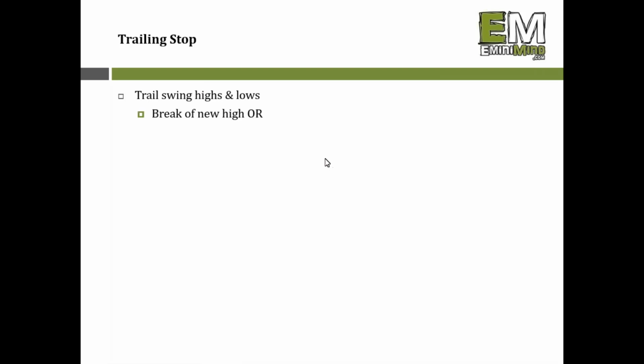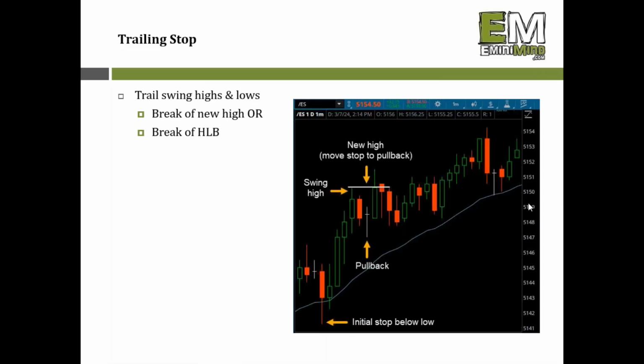So you can do it one of two ways. I've got a little diagram here.